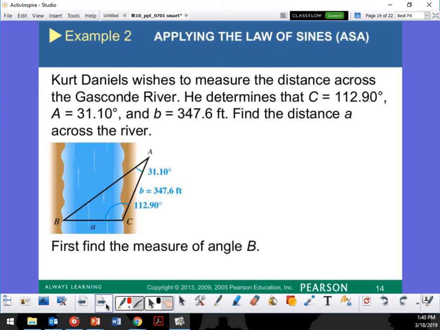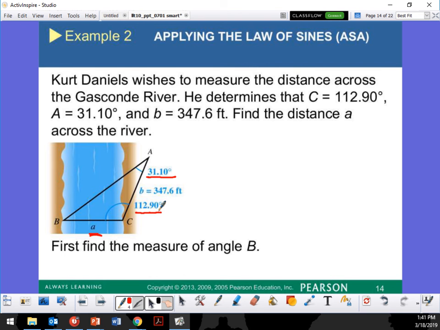Okay, so let's see. I'm looking for little a, right? Do I have big A? Yes. I have little b. Do I have big B? No, I don't. Do I have big C? Yes. So, given 2 angles, can I find the third to find out what big B is? Yes, do it. Do the math, please.